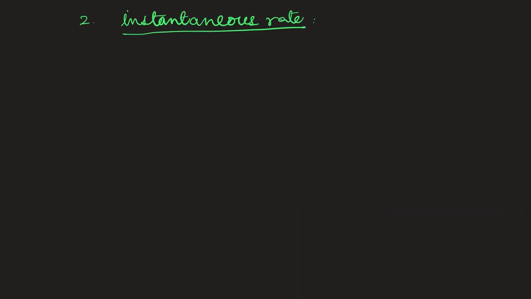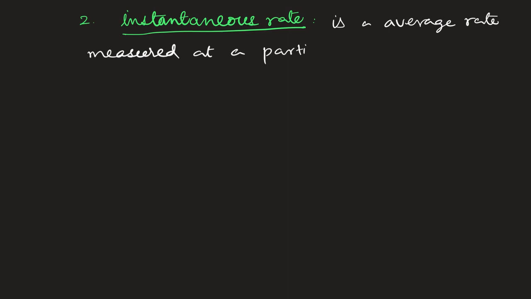Second one, instantaneous rate. Instantaneous rate is the average rate measured at a particular instant or particular time. That is called instantaneous rate. Otherwise, the change in concentration measured at a particular time.